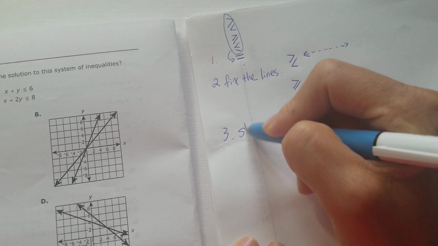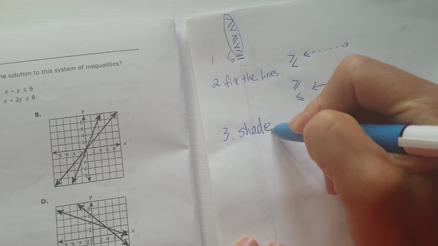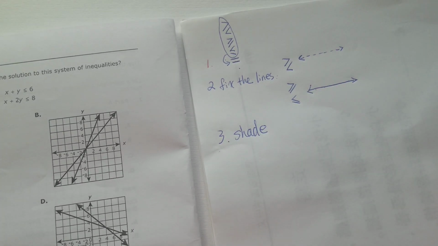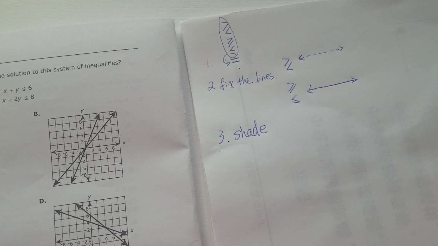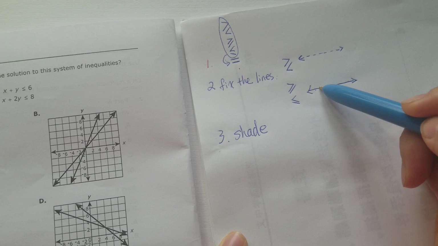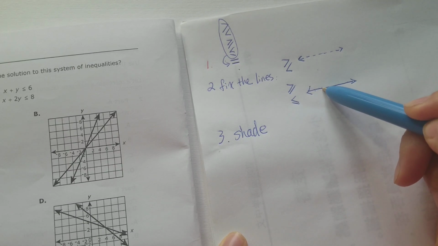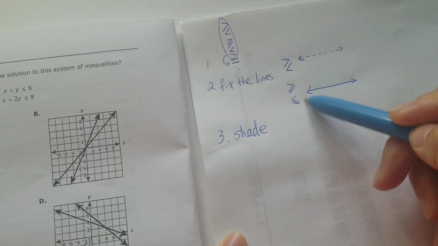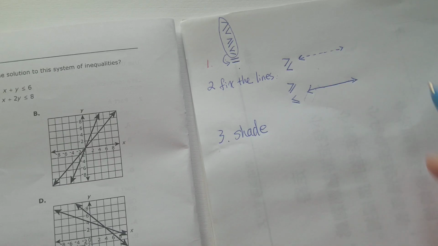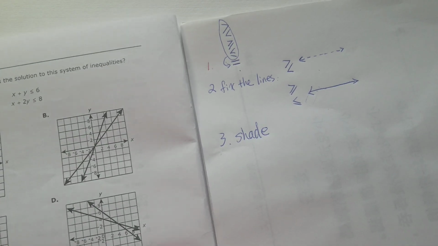Third step, you need to shade it, because the solution for an inequality usually has unlimited combinations for x and y. So in your graphing, which is an area, you need to pick either above your graphing line or below your graphing line and then shade it. Now let's look at question number 3.